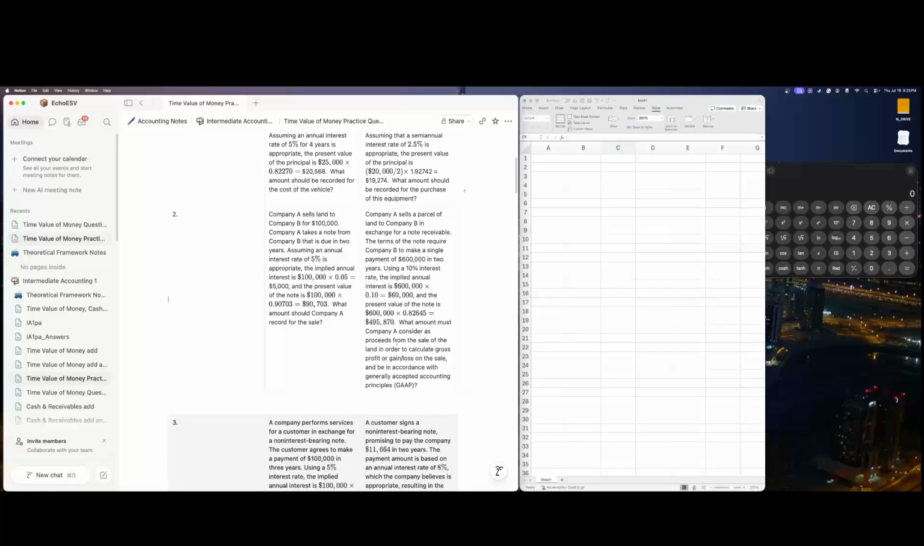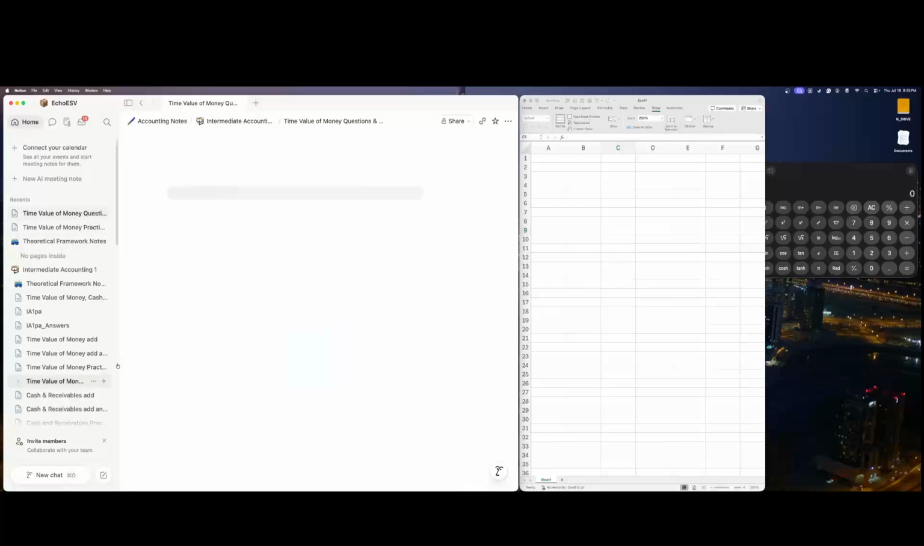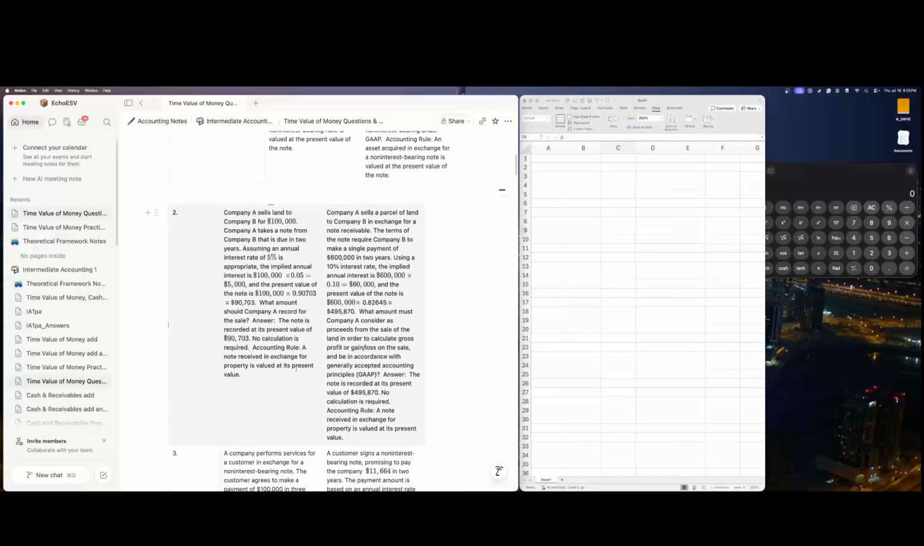Company A sells land to Company B for 100,000. Company A takes a note from Company B that is due in 2 years. Assuming an annual interest rate of 5% is appropriate, the implied annual interest is 100,000 times 5%. What amount should Company A report for the sale? Most likely, it's going to be the present value of the note. $90,703.